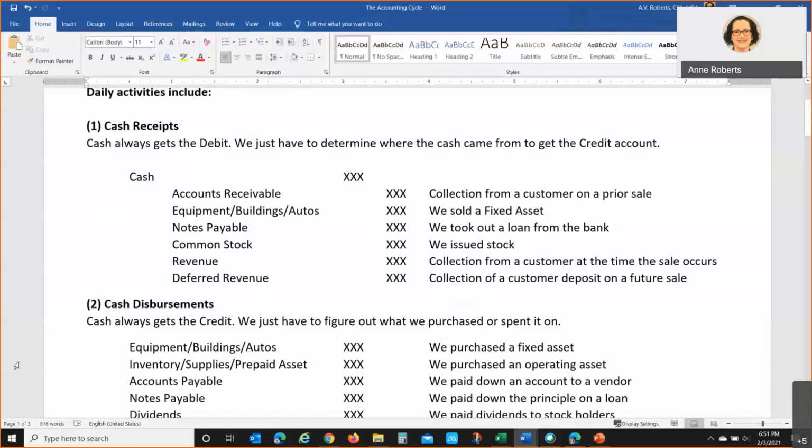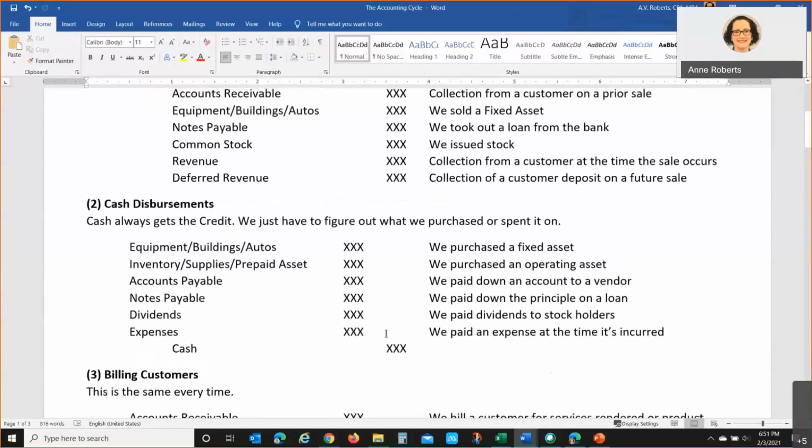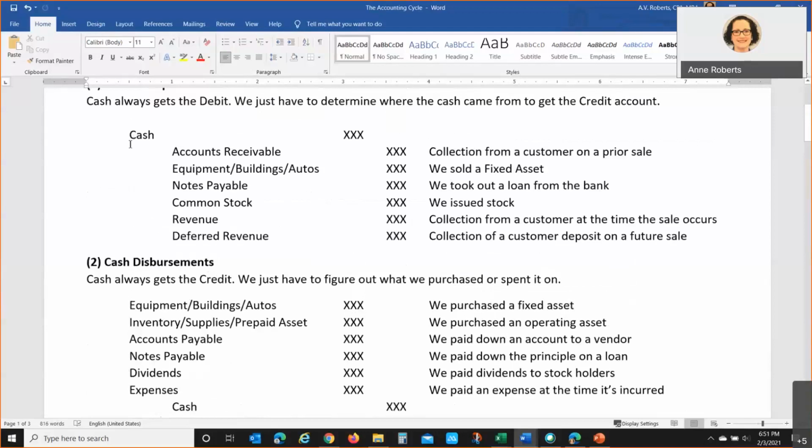The next thing that we do on a daily basis in the accounting department is we write checks. We got to pay bills. We got to buy stuff. So every single time we do that, we're going to have a credit to cash. I didn't even mention that up here, right? When we collect cash, it's always a debit to cash. It's just a matter of what the credit goes to, right?